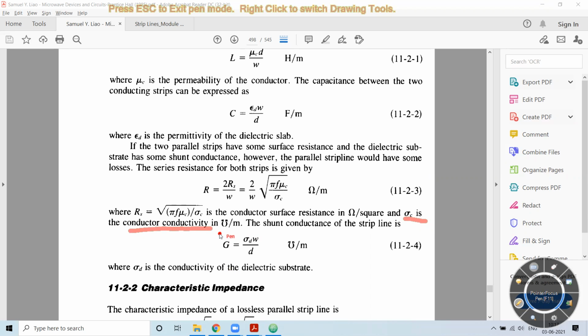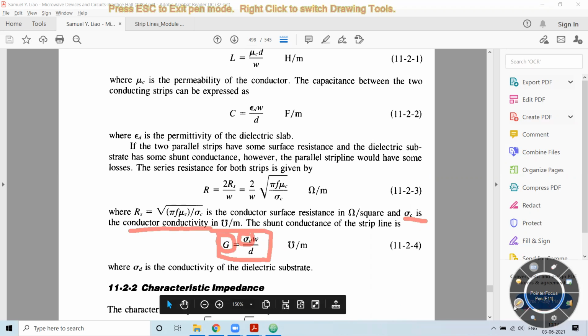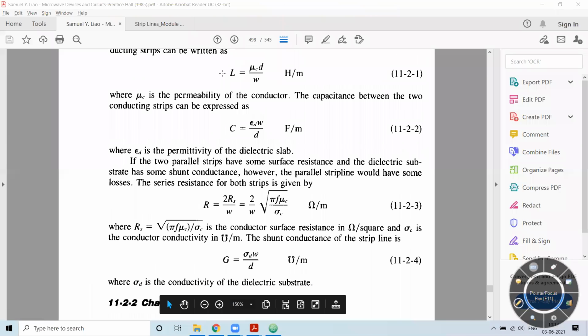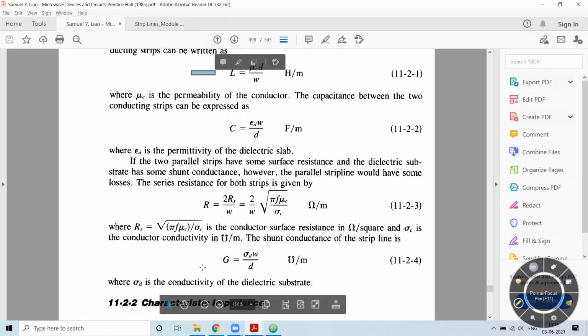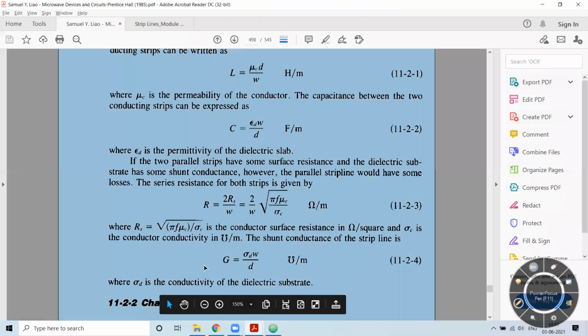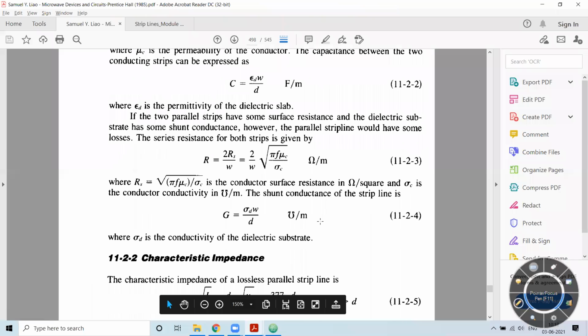And the last parameter what we have is the G parameter, that is G is equal to sigma d W divided by d. Again, this parameter comes because of the dielectric material what we are considering. So in this case, we have sigma d, which is the conductivity associated with the dielectric substrate. So these are the distributed parameters, that is RLGC parameters, which is resistance, inductance, capacitance, and the conductance parameters of the parallel strip line.